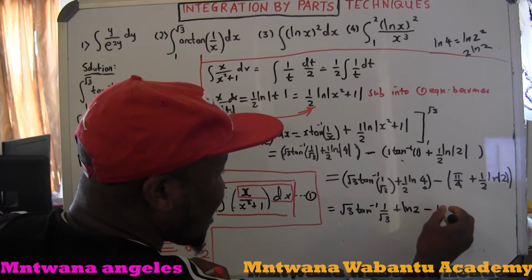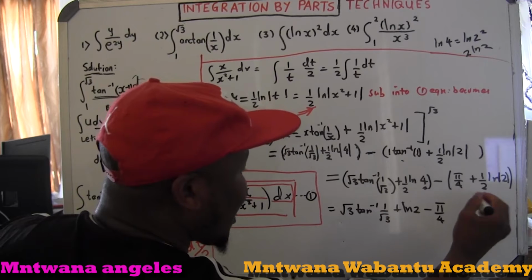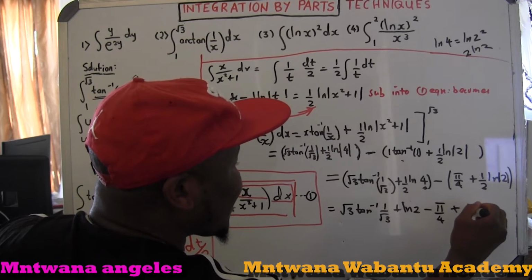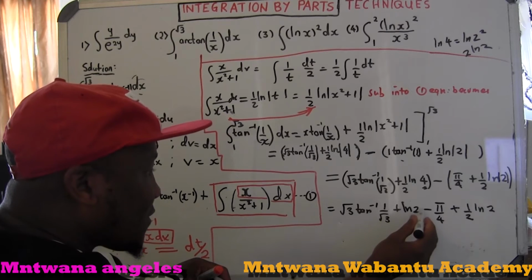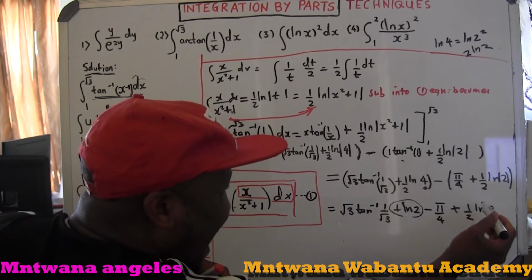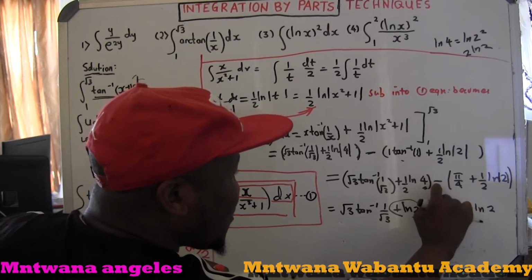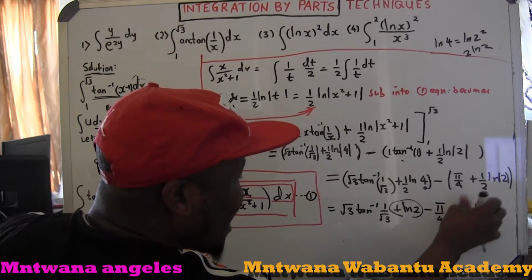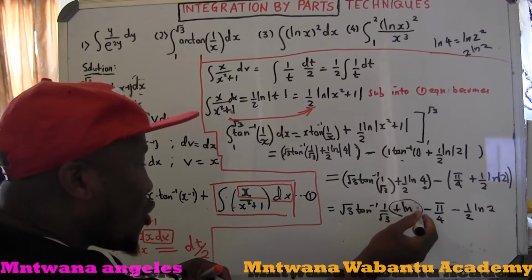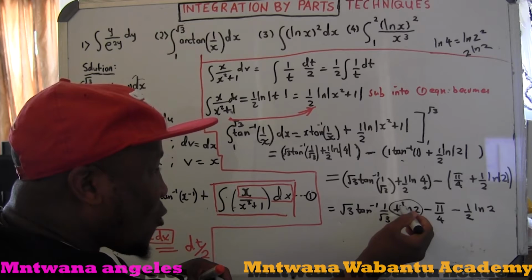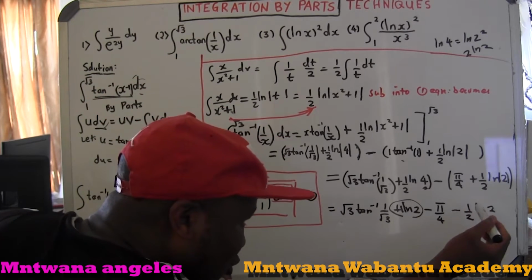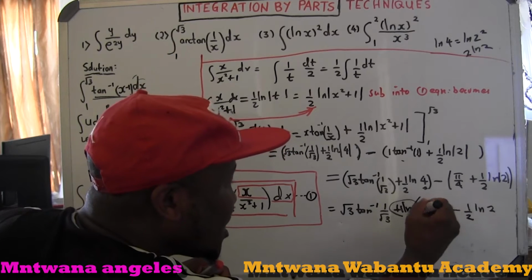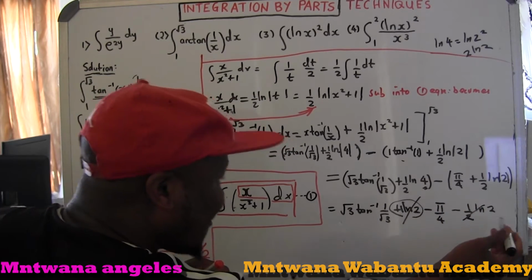And then minus pi over 4. Okay, this is going to be plus a half ln of 2. So ln of 2, and the sign here must be negative, because ln of 2 is like 1 ln of 2, and 1 ln of 2 minus a half ln of 2 is going to be a half ln of 2. So this and this is going to give a positive half ln of 2.